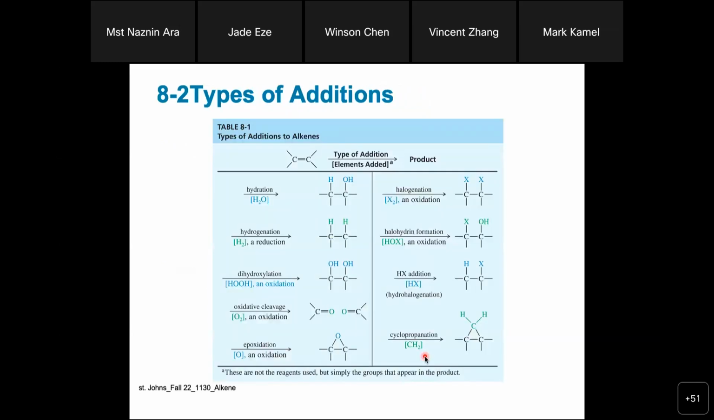Okay, let's see some examples of what types of additions there are, like hydrogenation and halohydrin formation. We will go one by one. Here is just the summary. When I explain them one by one, you will find all those examples: hydrohalides, like hydrogen chloride, or hydrochloric acid, hydrobromic acid, those types of addition, oxidative cleavage and epoxidation. This is all about our discussion.